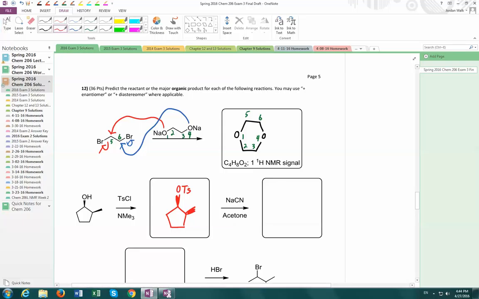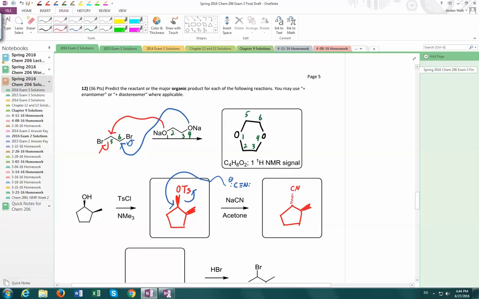So then we can treat that with sodium cyanide. Is cyanide a good nucleophile? Yes. It is, and so we're going to do an SN2 reaction, basically. So remember, cyanide reacts at the carbon, and so we'll do an SN2 reaction here, leading us to just one product.